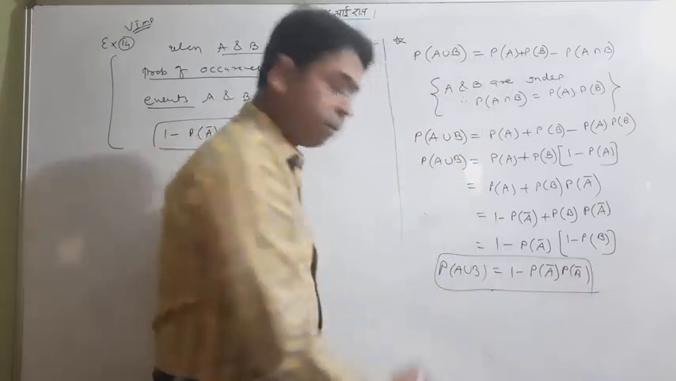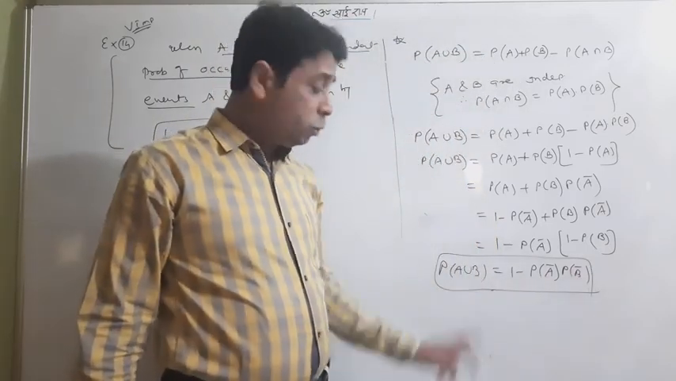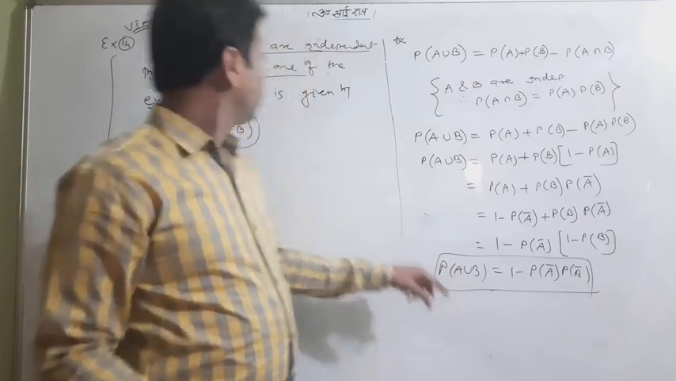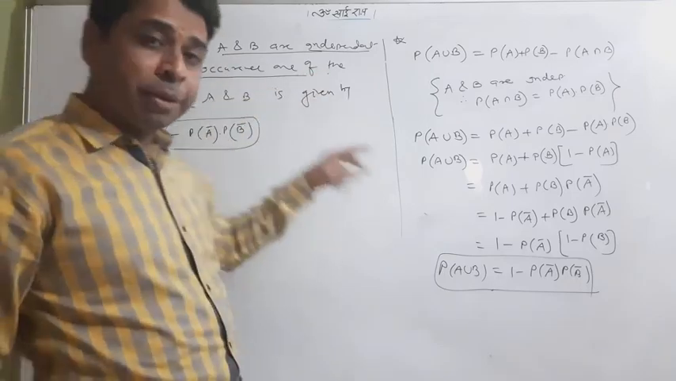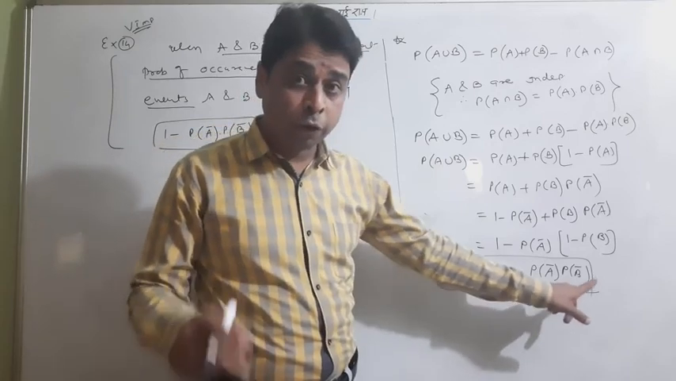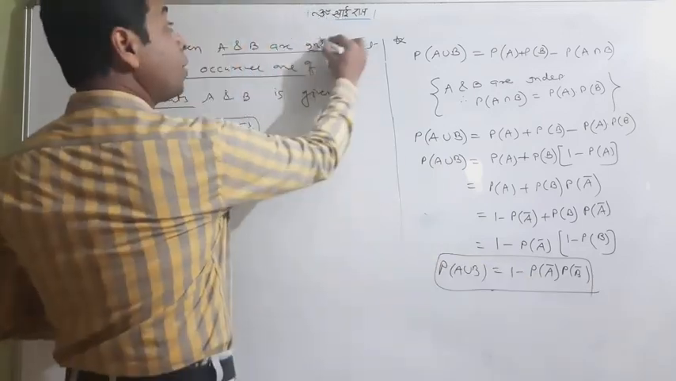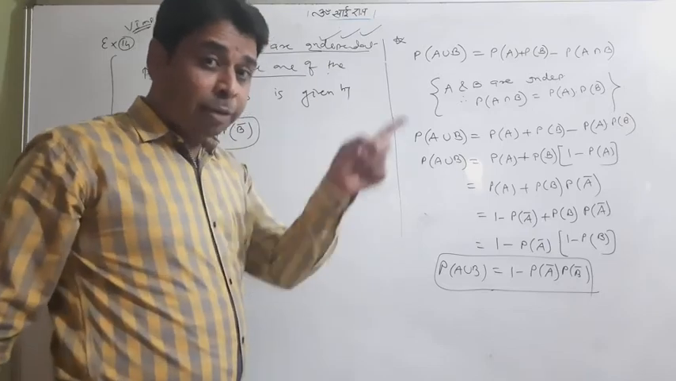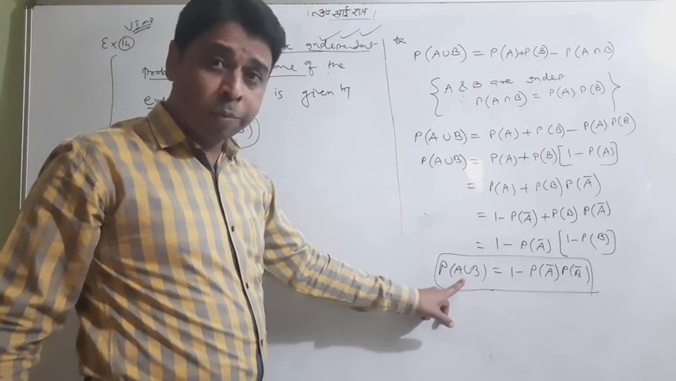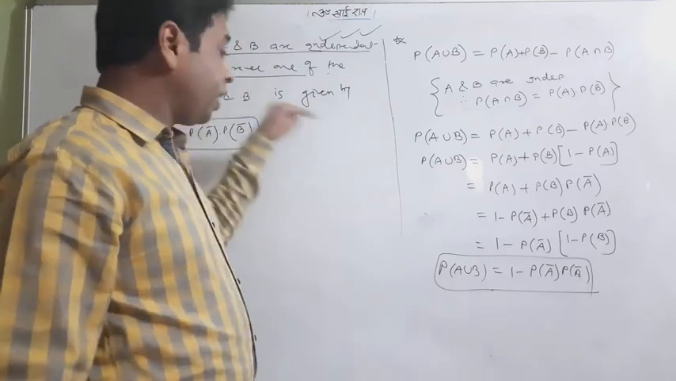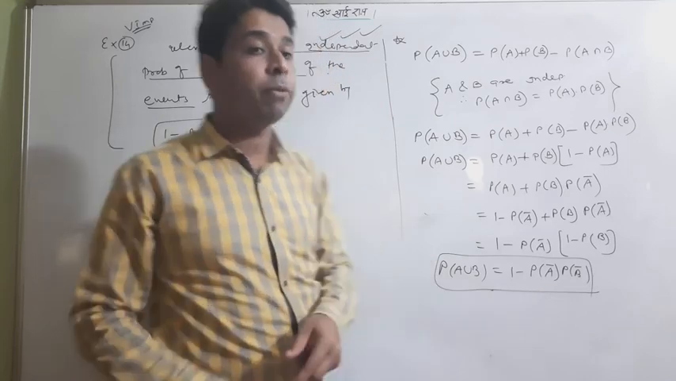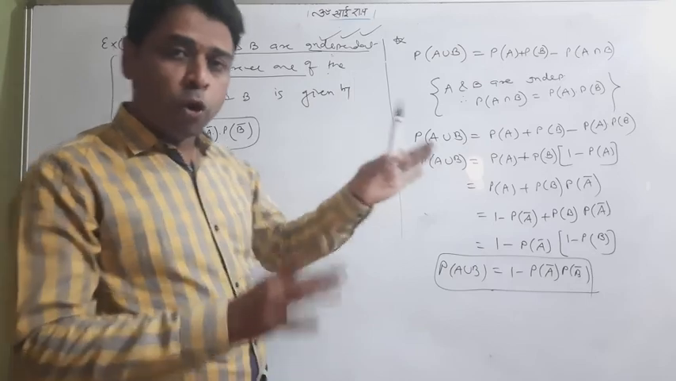This is the language we'll use: the probability of either A or B, at least one of them, or one of the events A and B. Many languages can be used. The formula is 1 minus P of not A into P of not B only when A and B are independent. When A and B are independent and the question asks for at least one of the events, or A union B, or A or B, or one of the events A and B, we have to follow this formula. But please keep in mind, this formula is only applicable when A and B are independent events. So I hope you have got it.